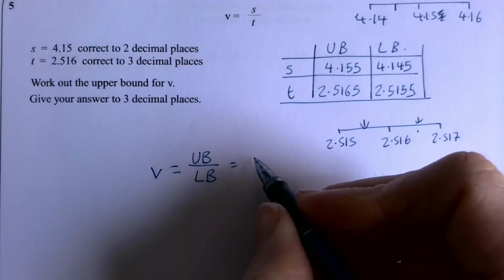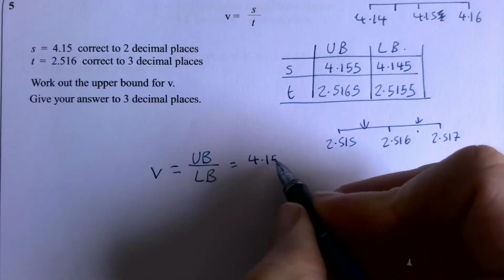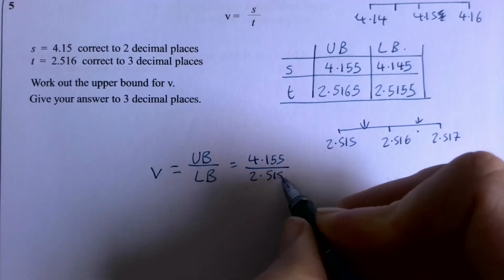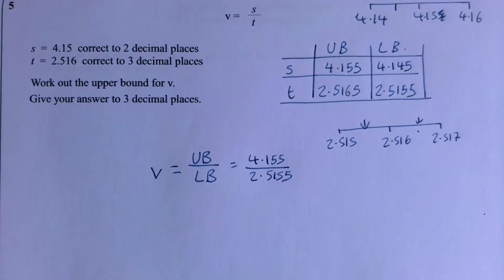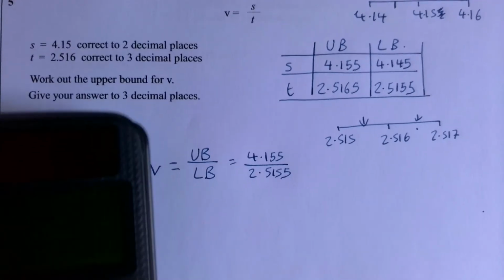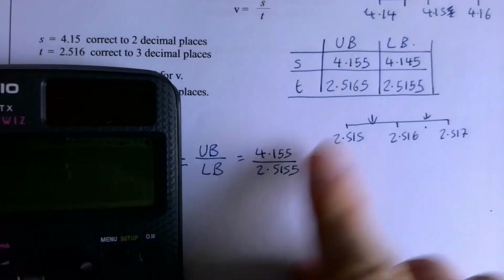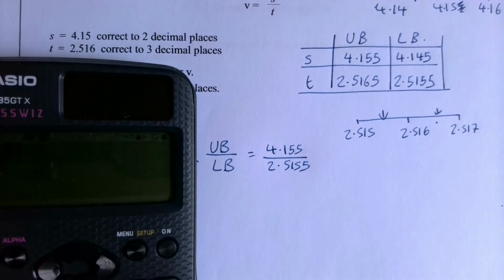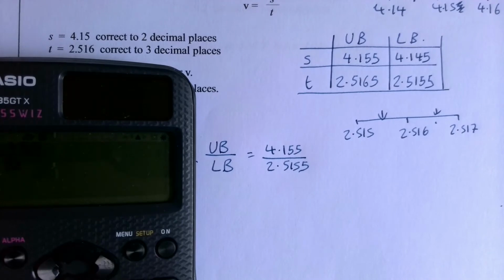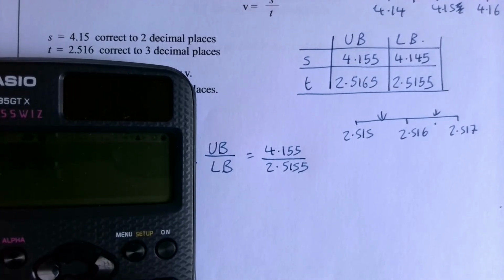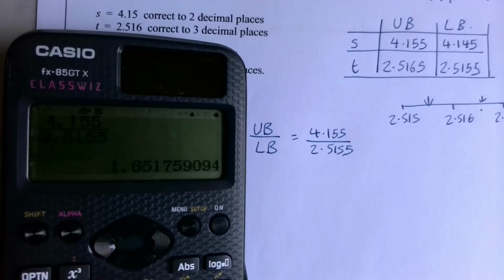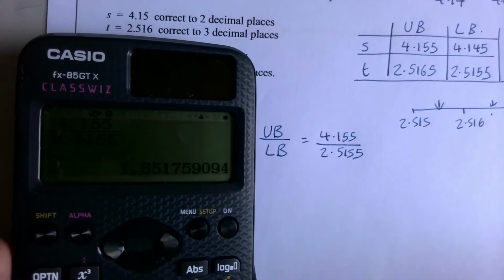So you're going to have the upper bound for S being 4.155 divided by the lower bound for T, 2.5155. In terms of the working that they expect to see to get full marks, they're going to want to see your 4.155 and this one. They don't have to see these two, but I think it's a really good thing to do, because you can work those out without thinking about the other stuff and then which one you need. It's much easier to just work them out and then consider which ones you need than trying to do it all in your head in one go.